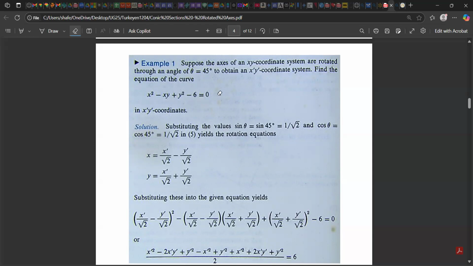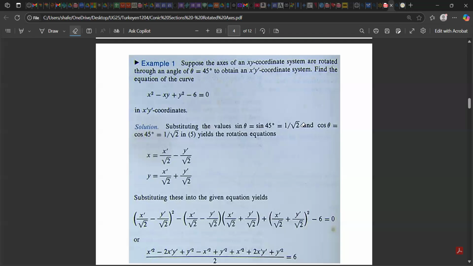So this here is the rotated conic already because there's an XY term inside, right? What we want to know is, basically, what equation is it? Is it an ellipse? How is it oriented? We want more details of it. So what we'll do, we know that the angle is 45 degrees, so we'll need to get sine theta and cos theta.